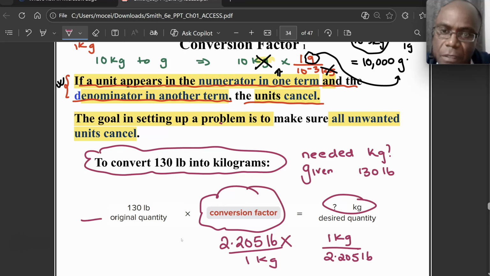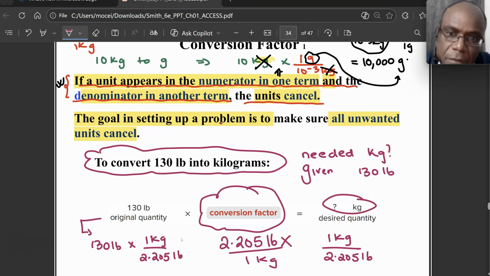So to do the problem, I'll take my 130 lbs, 130 lbs multiplied by my conversion factor. That will help me to interconvert from the original unit to the desired unit in kg.